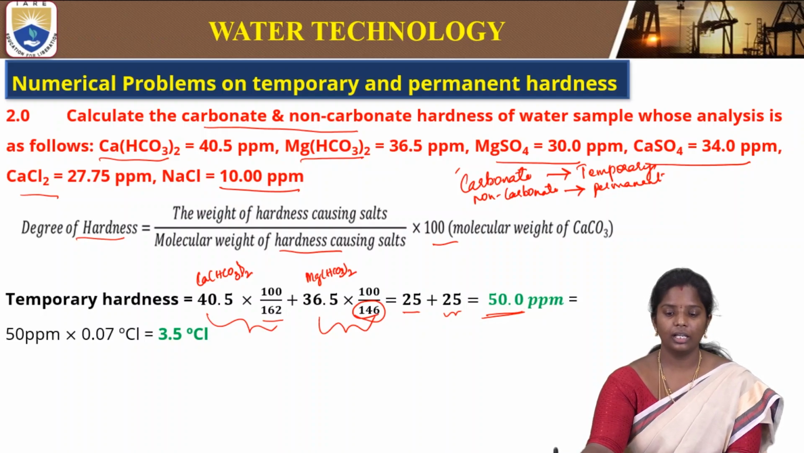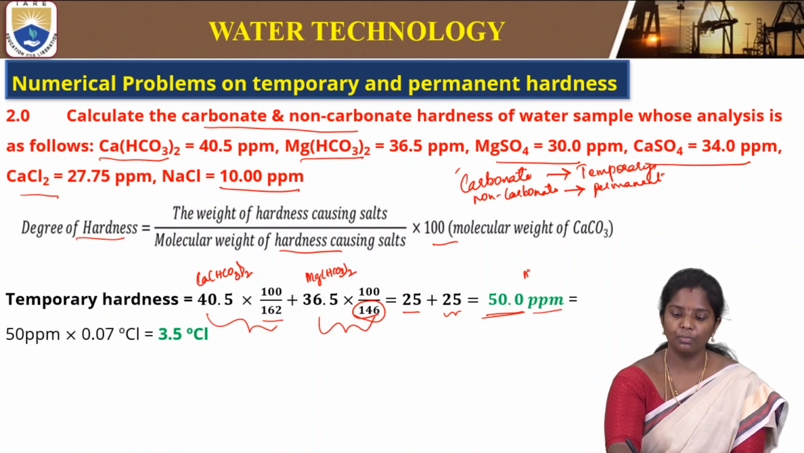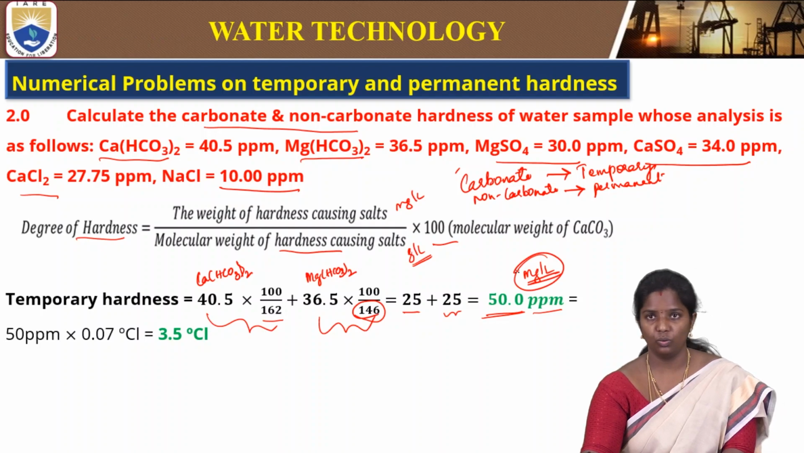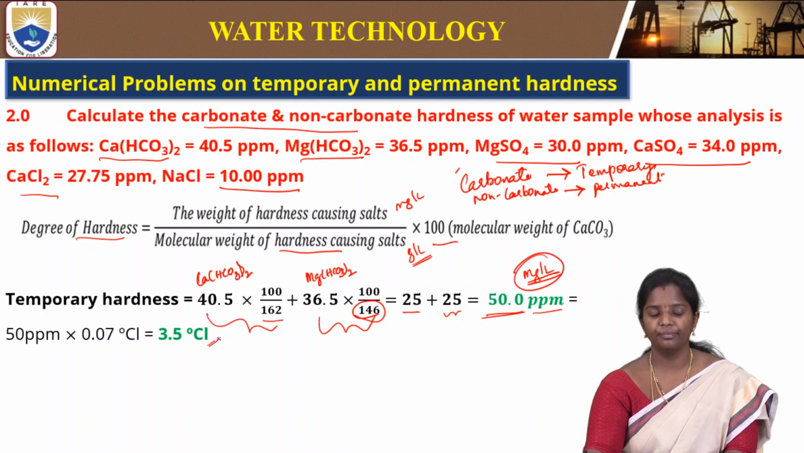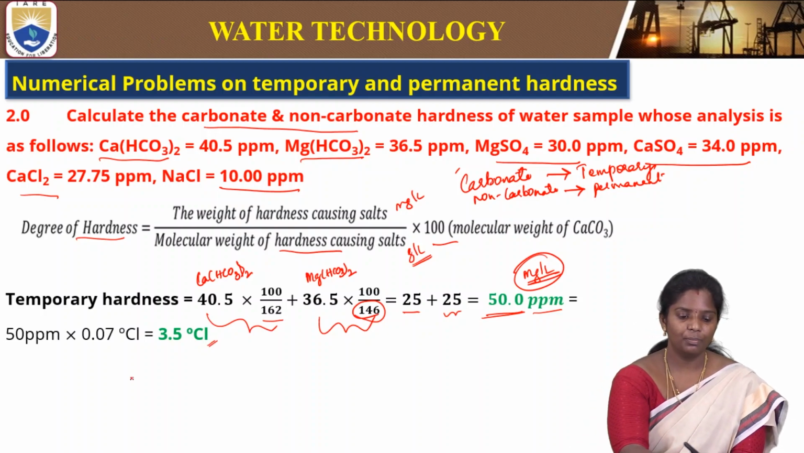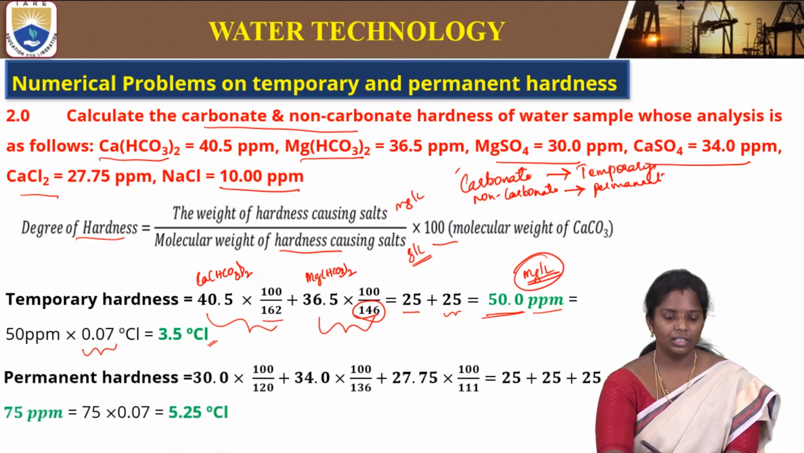Now the question is, why are we converting the units into degree Clerk? Whatever the question is, we get the hardness in the form of ppm or mg per liter, because the molecular weight is in gram per liter and this will be mg per liter. So we get it in mg per liter only. Therefore, we have to ultimately convert into degree Clerk or degree French depending on our feasibility. So we multiply with 0.07 and we get 3.5 degree Clerk.